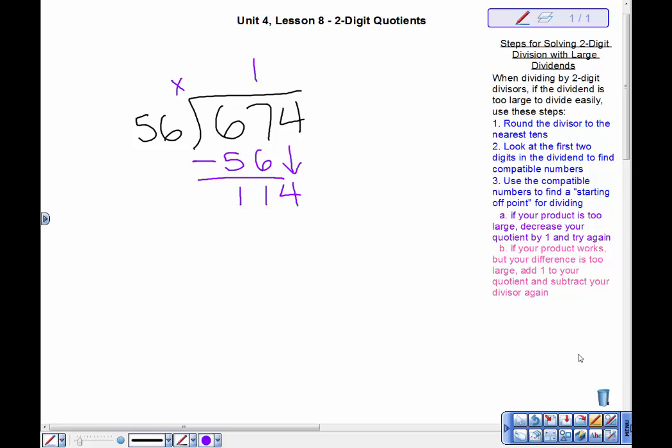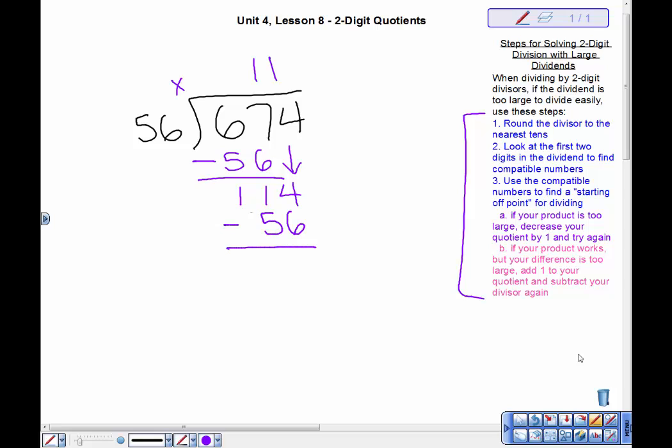So what I'm going to do is I'm going to go ahead and use my steps. I'm going to round the divisor to the nearest 10, which gives me 60. I'm going to use the 6 in 60 and the 11 in 114. I know that I can only take 6 away from 11 one time, so I'm going to try to work with 1 as the second digit in my quotient. All right, so now I'm going to go back and work with 56. 1 times 56 gives me 56.